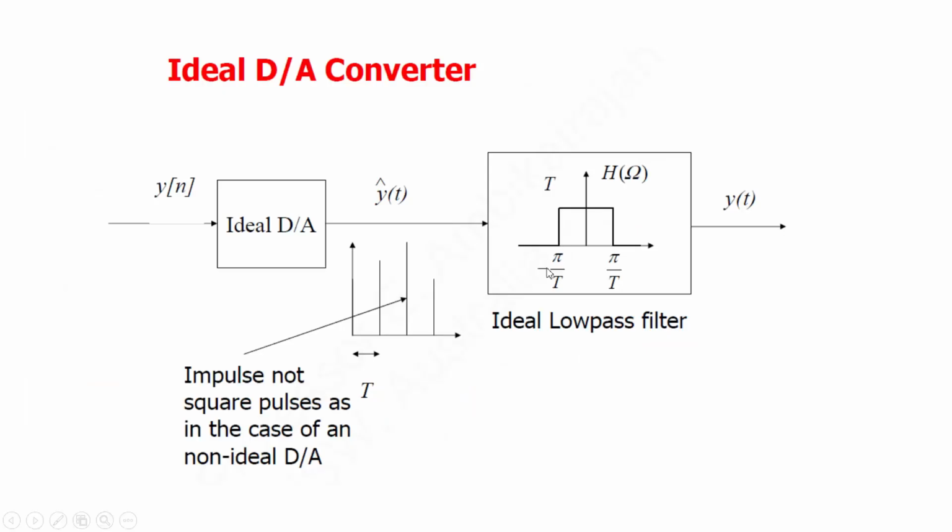Now, this is the frequency response of the ideal low pass filter. It is a flat voltage from minus pi by capital T to pi by capital T. And this type of impulses are applied to the ideal low pass filter to recover the signal back.